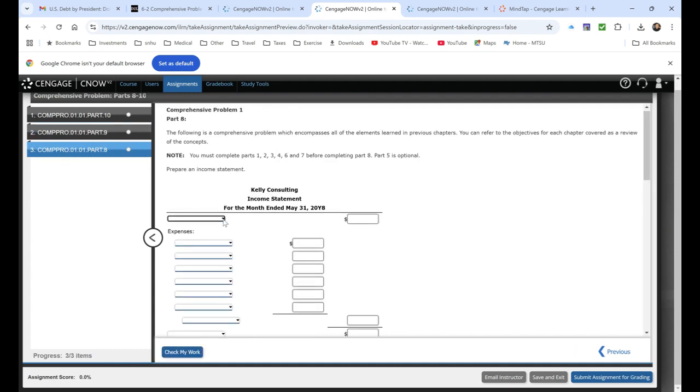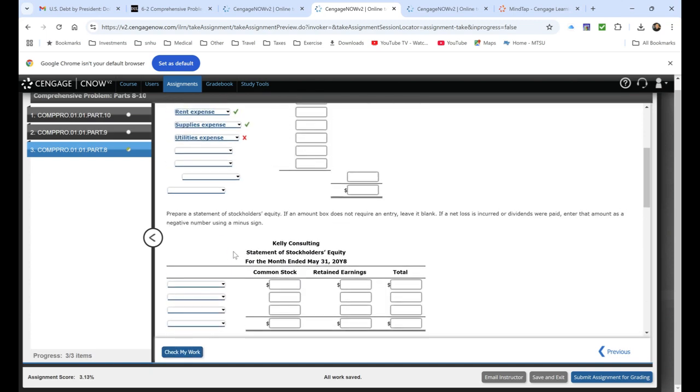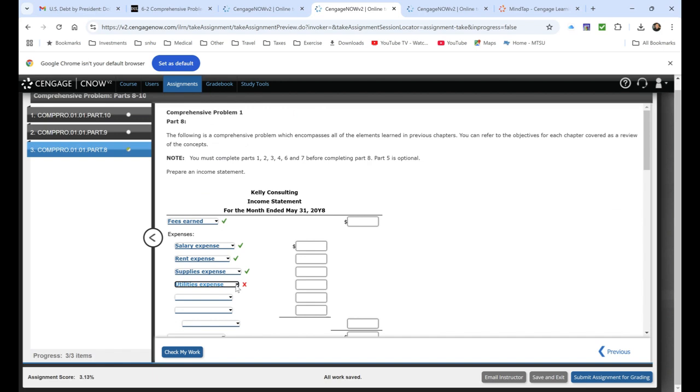Here, of course, you just go ahead and put in fees, and then you put in expenses. The salary expense is usually first because it's larger. And then the rent expense is usually larger. I want to put in the larger expenses first: supply expense, utilities expense, et cetera. And then, of course, you can check your work. Well, I guess instead of utilities expense, it would be depreciation expense.